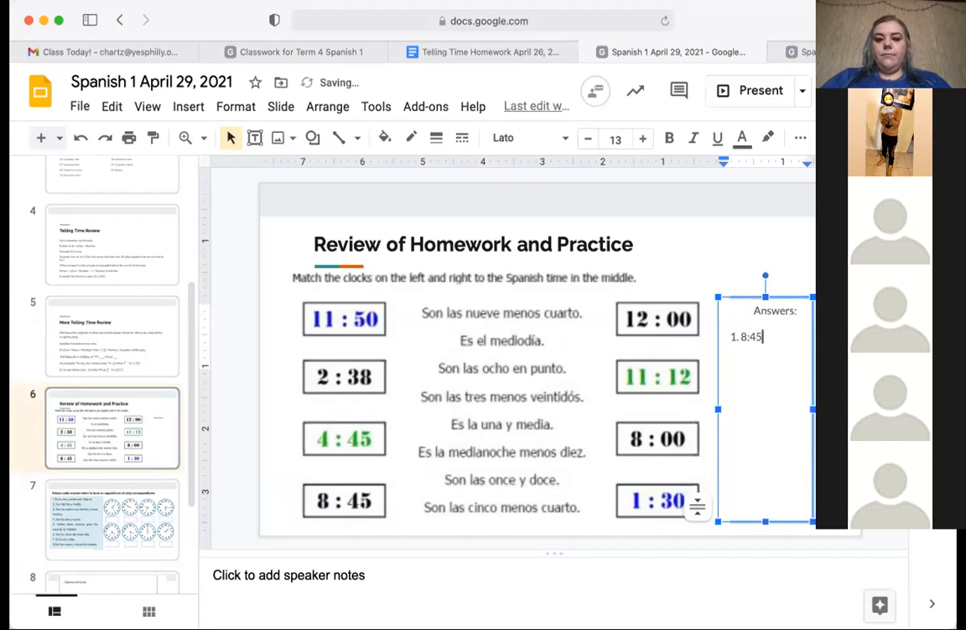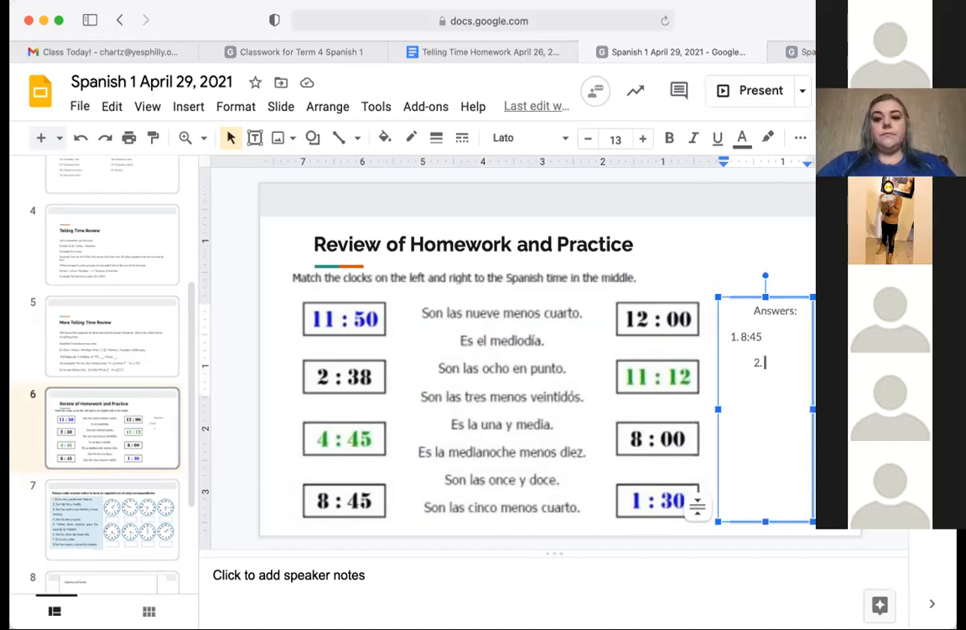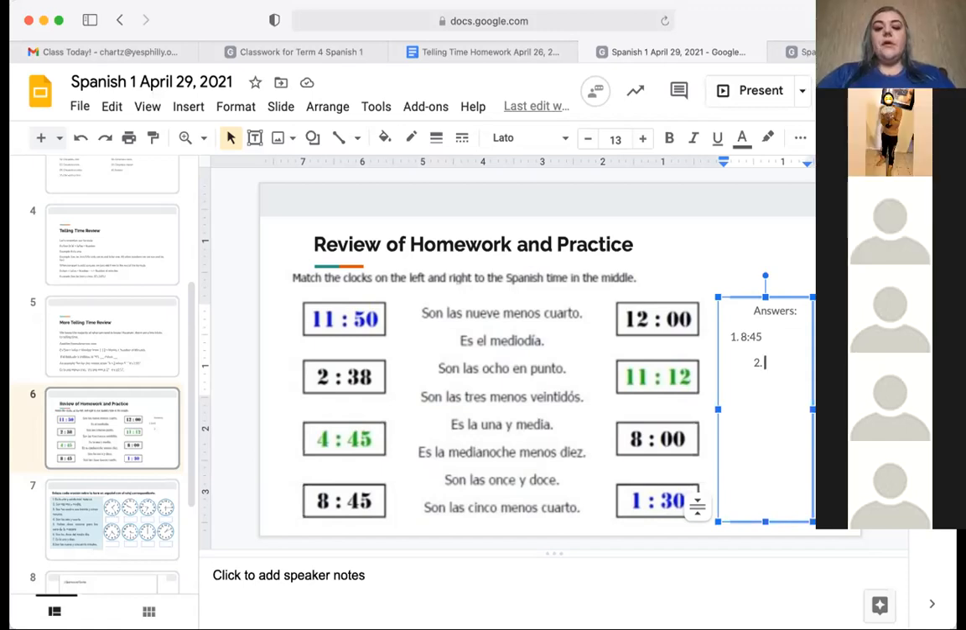So you have them. I don't know why it's not lining up right, but remember in our vocab list from last class, this one is el mediodía. That means it is noontime or midday. So which one is that going to be? Well, the second one, that's 12 o'clock. Yep.